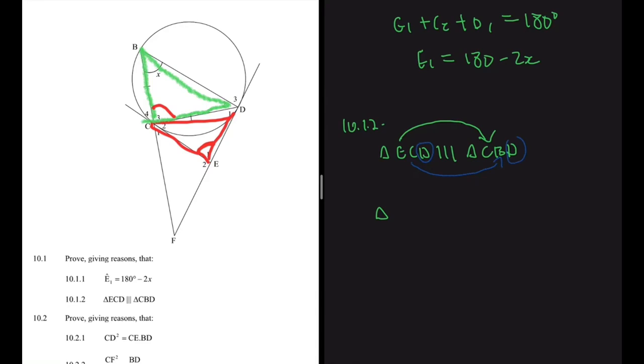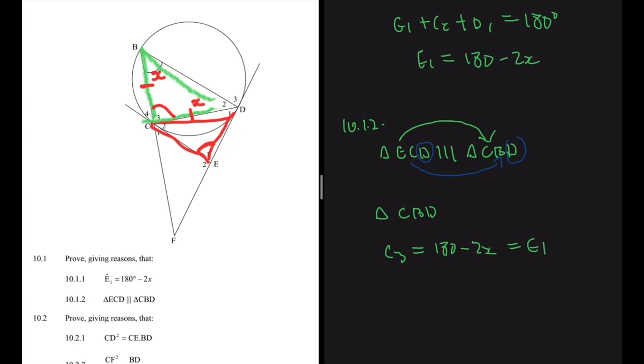In triangle CBD, right, C3 will be equal to 180 minus 2x. Why am I saying 180 minus 2x? Because B, we've already established that it is x, right? But this angle D2 here will also be x, because line CB is equal to line CD, right? So C3 will be 180 minus x minus x. So we have proved that C3 is equal to E1.